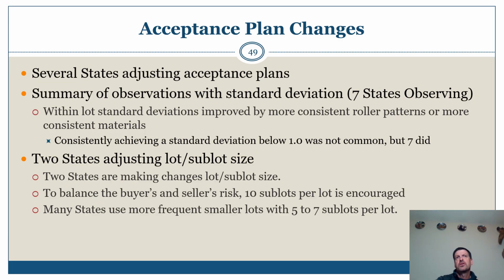2 states that are using lot average are adjusting lot and sublot sizes, and again, the intent there is to increase sublots to reduce risk for both the contractor, the buyer, and the seller, so the agency and the contractor. Although 10 sublots is encouraged, many states do have frequent smaller lots with fewer sublots.